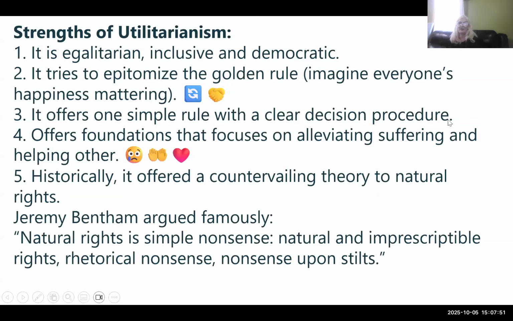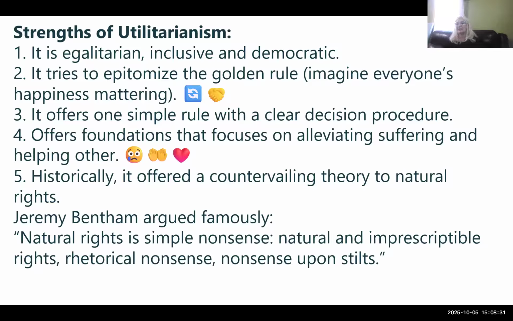Now, strengths of utilitarianism: it's egalitarian, it's inclusive, it's democratic. It tries to epitomize the golden rule, to imagine everyone's happiness mattering. It offers one simple rule with a clear decision procedure. So we can think of Bentham's calculus, you just go through. How is it going to impact, and how long is that impact going to be, and is it going to be mixed results, et cetera. It offers foundations that focus on alleviating suffering and helping others.